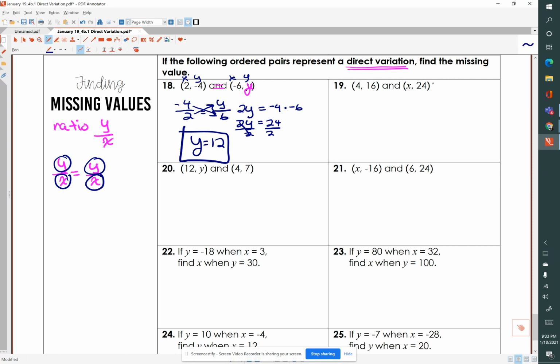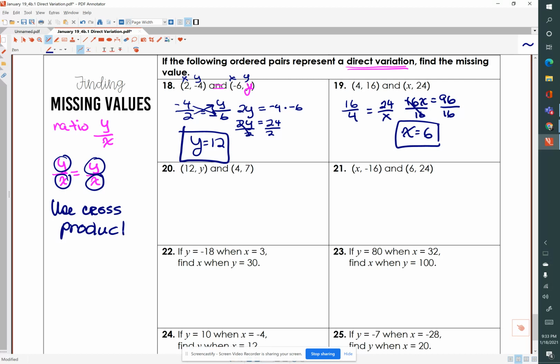Okay, x, y, x, y, so 16 over 4 equals 24 over x. So 16 times x, or 16x, equals 24 times 4, which is 96. We divide both sides by 16, and x equals 6. Just use cross products. So let's try the next 4 and see how you do.